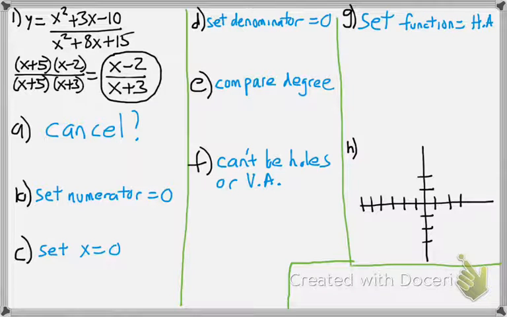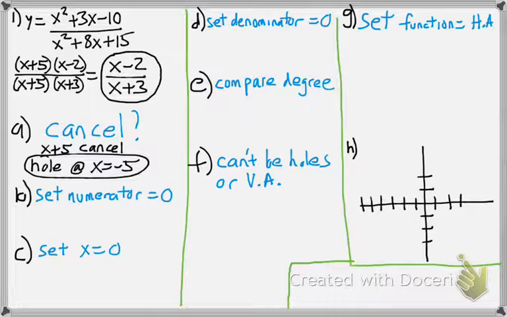This is the one that I'm going to be referring to throughout the entire problem, except for part A, which is the holes, because the x plus 5's canceled out. So because the x plus 5's cancel, that means that there is a hole at x is equal to negative 5. But then I am going to be referring to the x minus 2 over x plus 3 version of the function. I'm not going to be referring back to the original function.